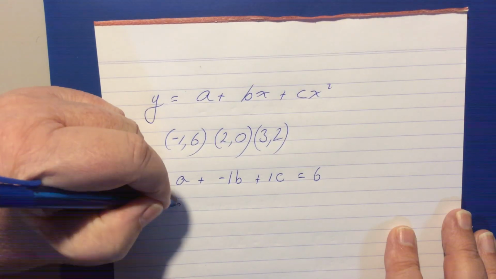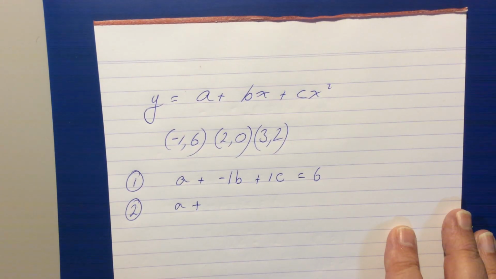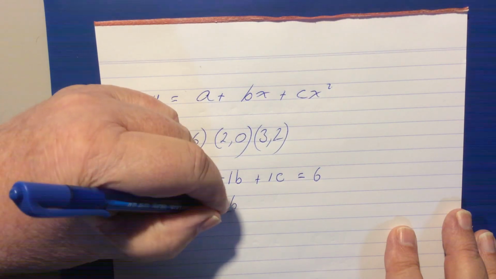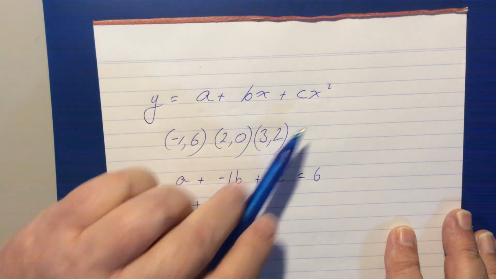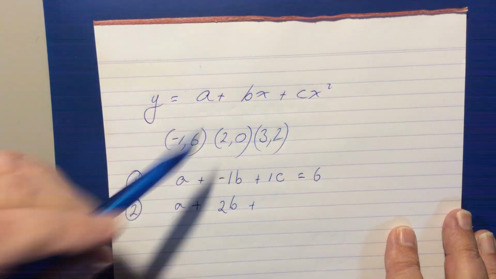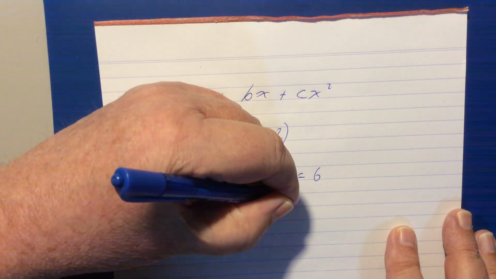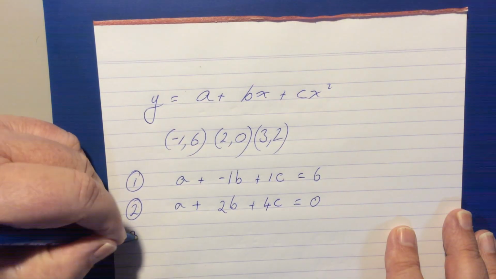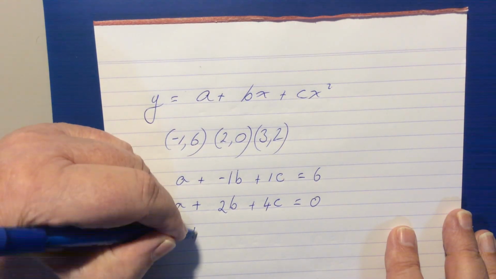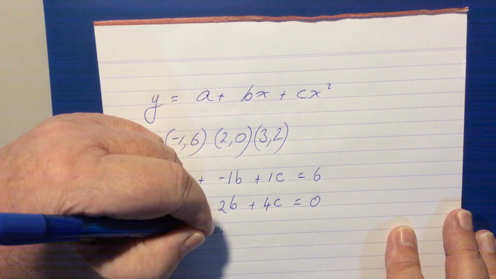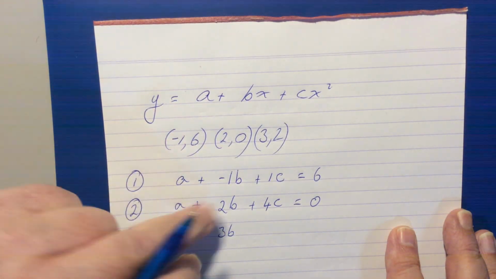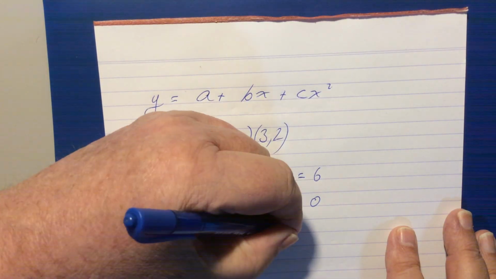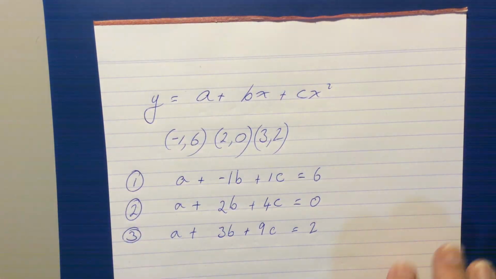Let's do the second one. A plus 2 times b plus 2 squared times c, 4c, and that equals 0. Third equation, a plus 3b plus 3 squared c, so 9c, and that equals 2.